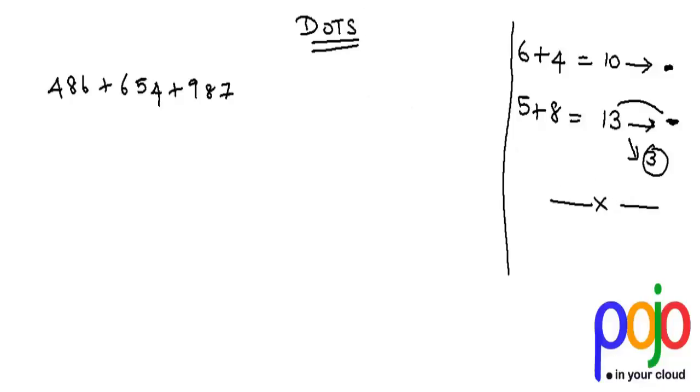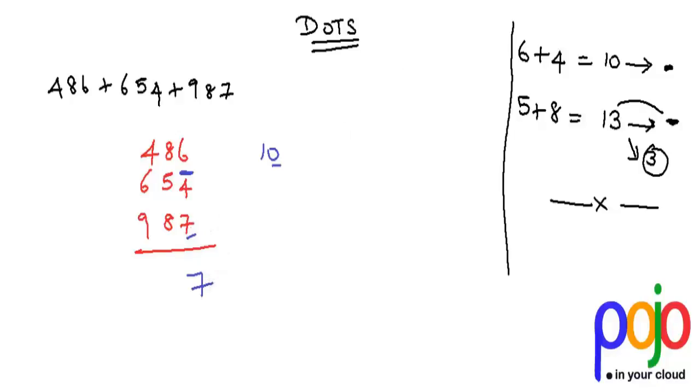With this in mind, let's add 486, 654 and 987. Now 6 plus 4 gives 10. So just put a dot above 4 and the 0 plus 7 gives 7.